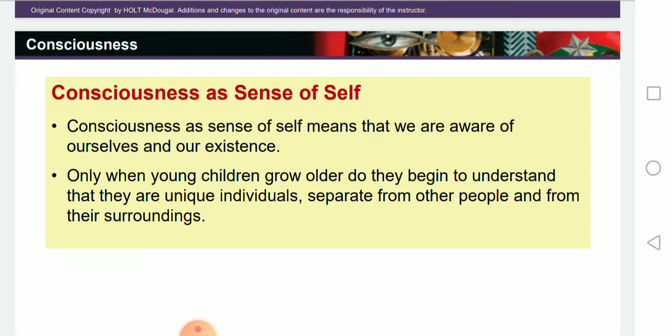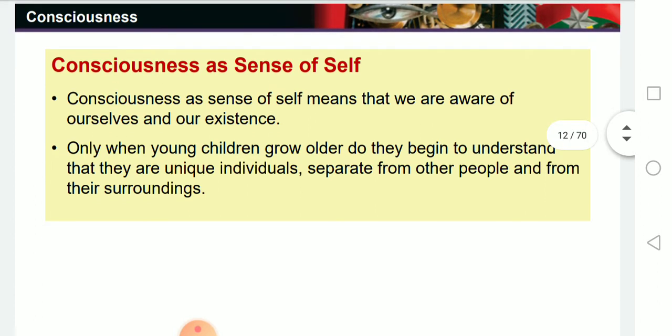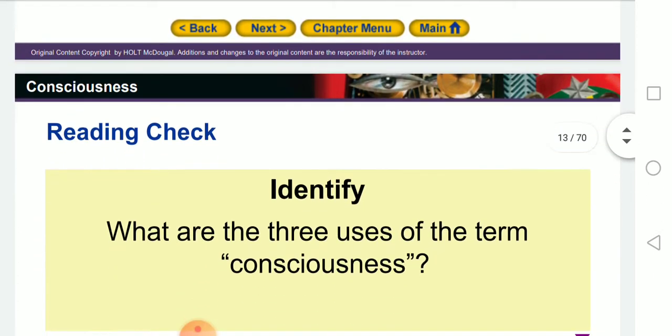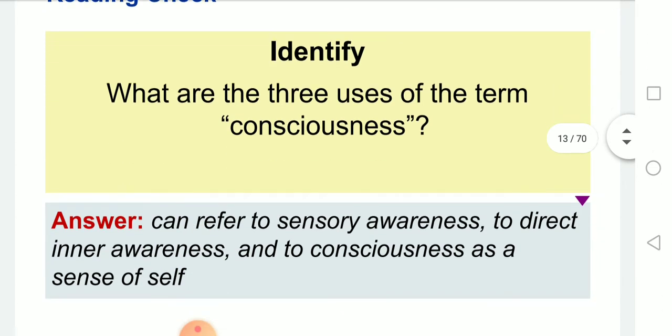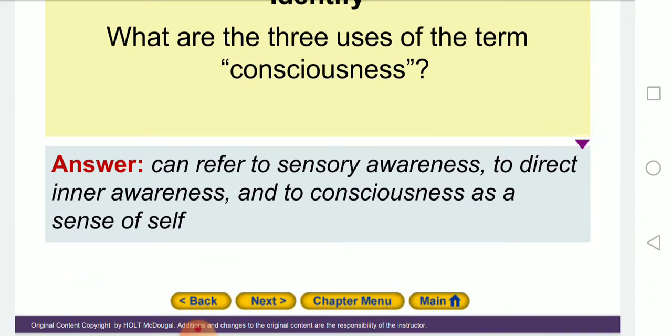Only when young children grow older do they begin to understand that they are unique individuals, separate from other people like their parents and from their surroundings. So here, when children get bigger and bigger, they find that they are unique individuals and they are separate from their parents or from other friends. The question comes here: identify the three uses of the term consciousness. We know that it referred to sensory awareness, direct inner awareness, and to consciousness as sense of self.